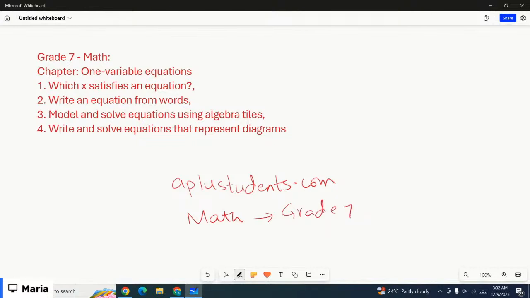Scroll down to grade 7 and then click on view all lessons. There you can find a list of the chapters. We're going to start with chapter 1, one variable equations, and the lessons we're going to cover today are which x satisfies an equation, write an equation from words, model and solve equations using algebra tiles, and write and solve equations that represent diagrams.